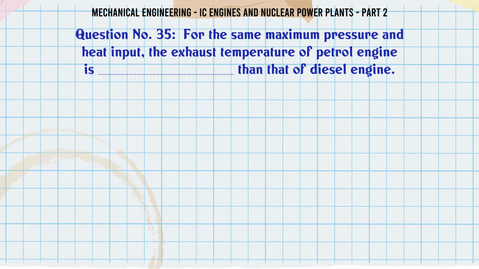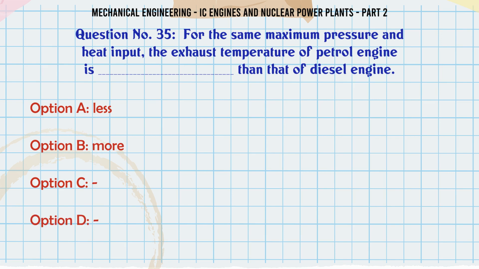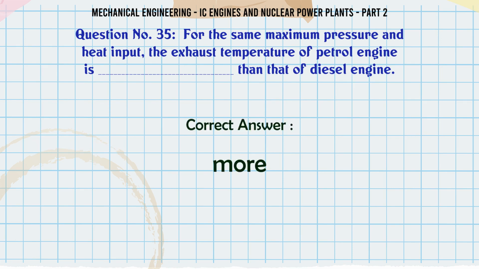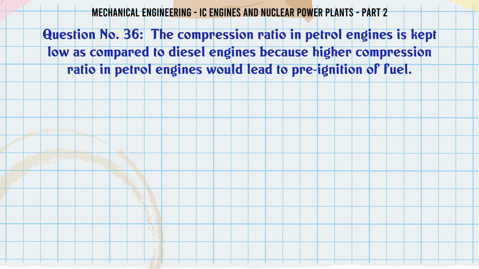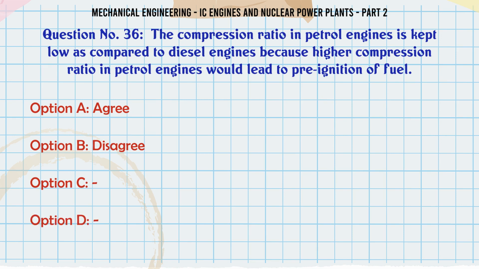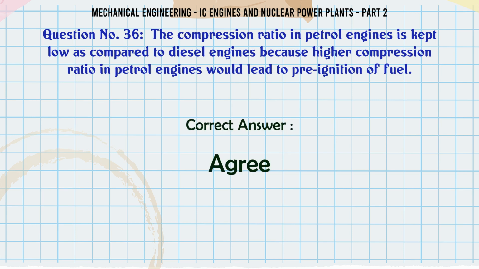For the same maximum pressure and heat input, the exhaust temperature of petrol engine is than that of diesel engine. A. Less, B. More. The correct answer is more. The compression ratio in petrol engines is kept low as compared to diesel engines because higher compression ratio in petrol engines would lead to pre-ignition of fuel. A. Agree, B. Disagree. The correct answer is agree.